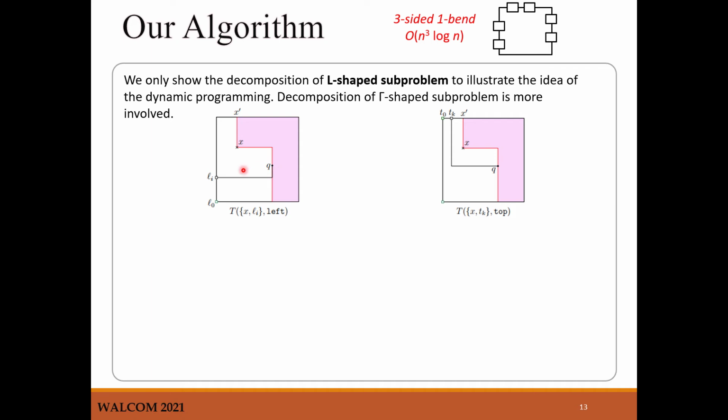And how do I express this L shape? Since we are using dynamic programming, the subproblem definition is something like x, l_i, left. That means this is the grid point and this is l_i. By left, we mean that Q is connected to a left port. And similarly, we have here x and t_k, and by top we denote that Q is connected to a top port. Now note that we do not have Q explicitly here, but once we are given this problem, based on the definition of the balanced problem, we can find this point Q.